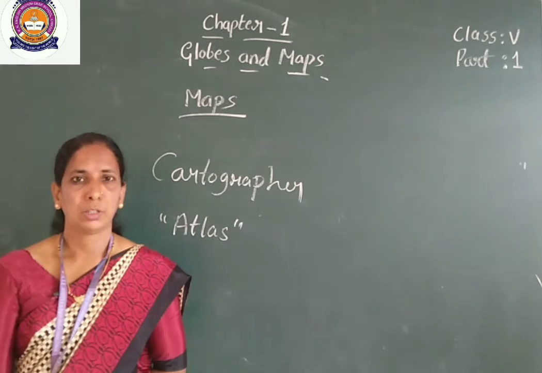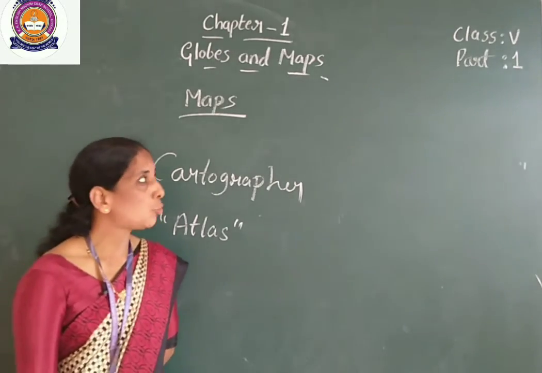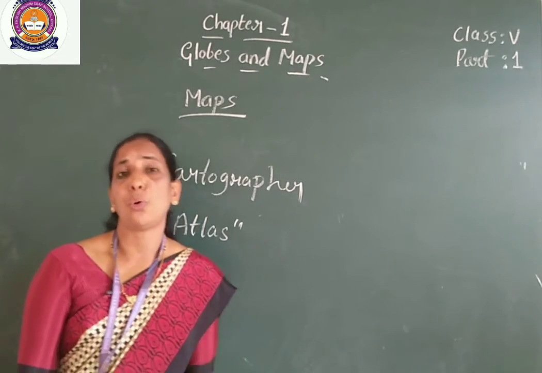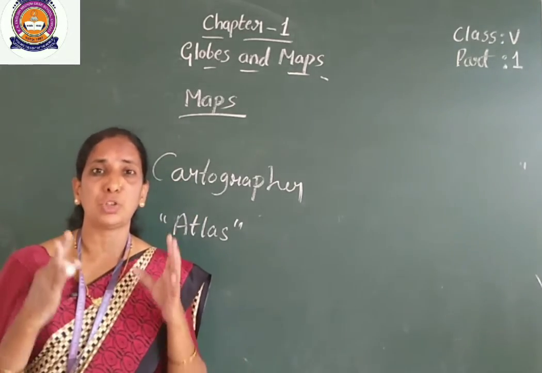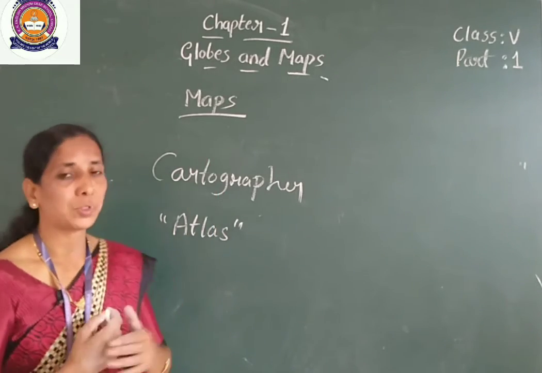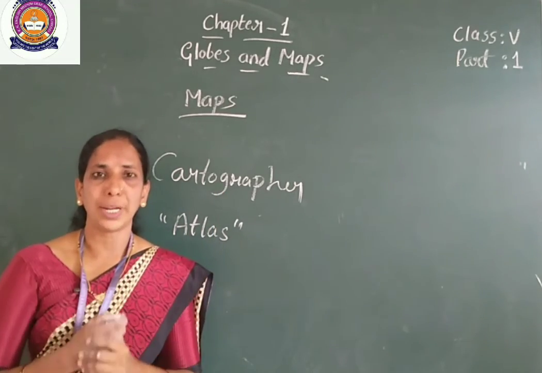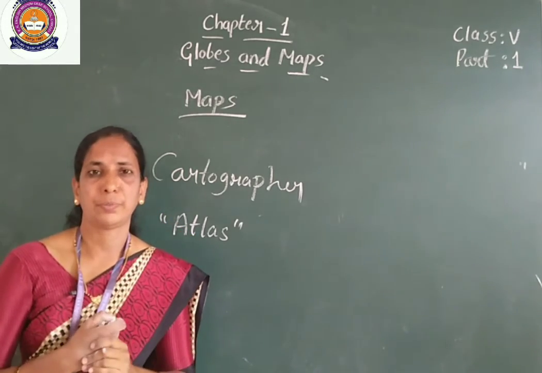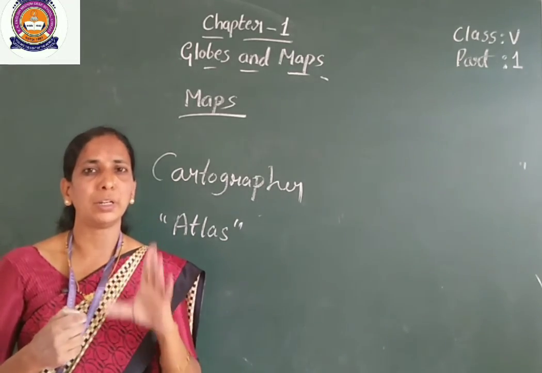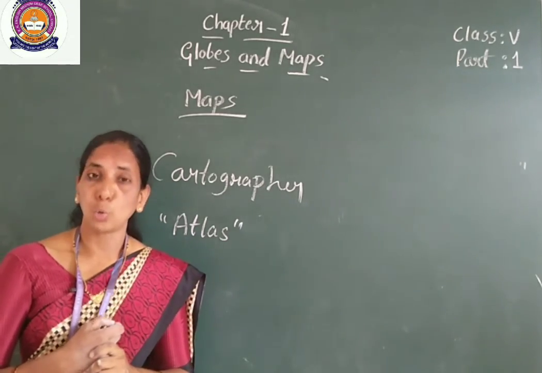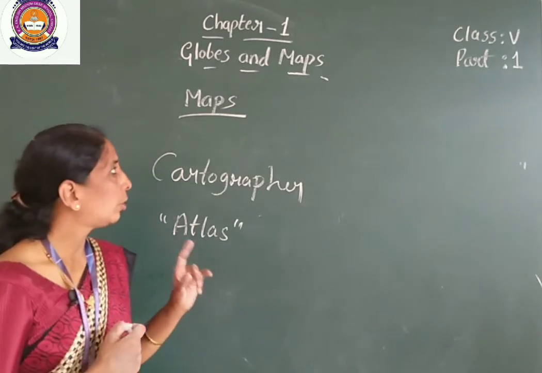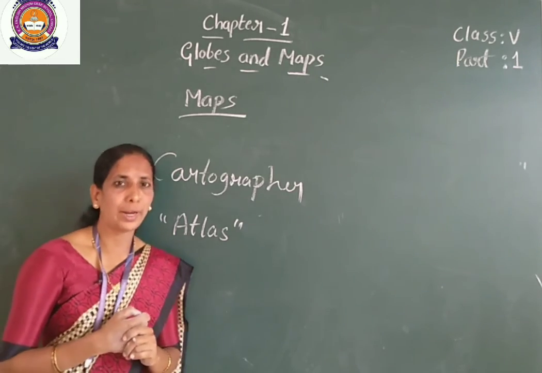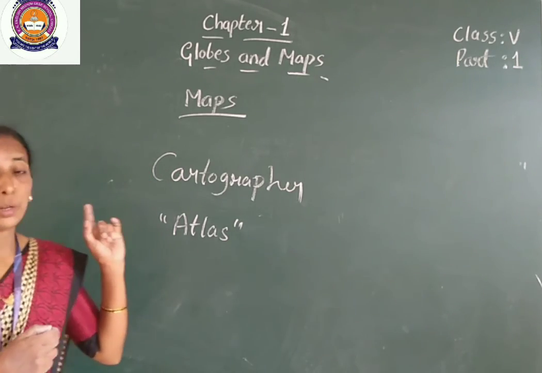Okay students, in today's class part 1 is completed. What have you learnt in this chapter, globes and maps? In today's class you have learnt about the shape of the earth, and also about the globe, and next the map. So here part 1, globes and maps, is completed.